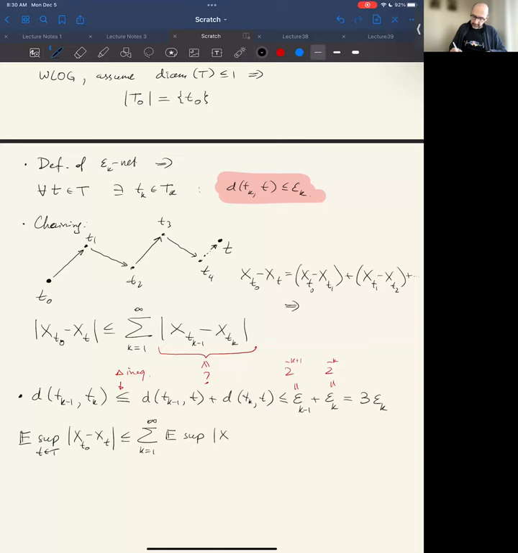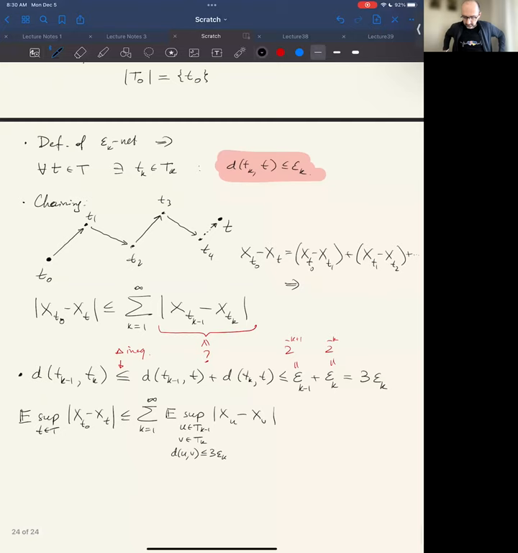So what are these points that we're taking supremum of? U is in Tk minus 1. V is in Tk. I'm just renaming Tk minus 1 and Tk. And we just proved that the distance between them is less than 3 epsilon k. This is almost what we want to bound. We will get rid of XT0 later, but this is almost what we want to bound, the supremum over all t. Let's call the set of these pairs uv Pk, the set of pairs. It's a finite set.